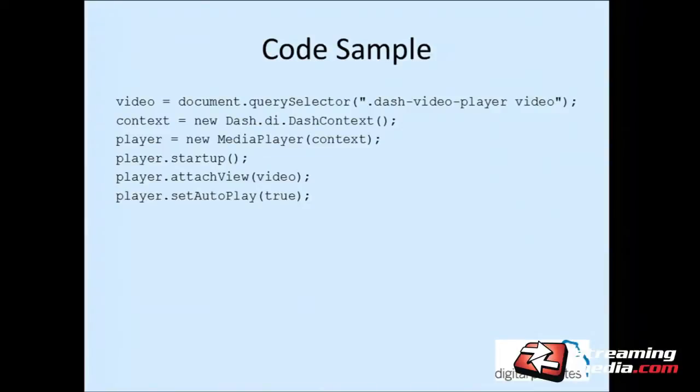In the Dash.js player, we start by getting a reference to the video tag itself. We're creating an instance of our Dash context. We're passing the context into our media player, starting up the player, attaching the video, and setting autoplay. And really, to get started, it's as simple as those 6 lines of code to start using Dash.js.